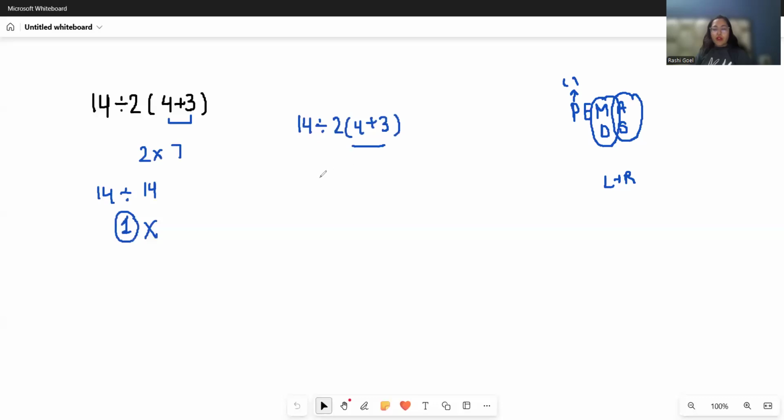So first we have to solve the parenthesis. So rewrite the left out term. So 4 plus 3 is 7 and we have to put a multiplication sign in between. Now we have two operations left, that is division and multiplication.